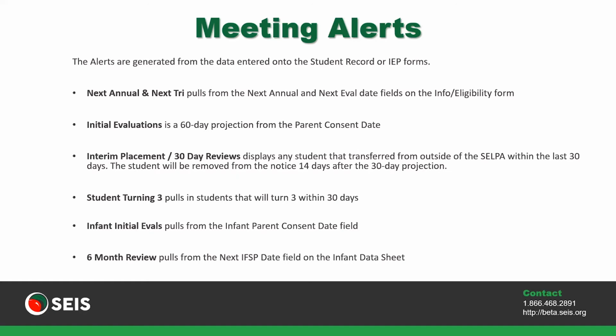Now, this one just went through some changes recently, but basically it displays any student that transferred from outside the SELPA within the last 30 days. This student is going to be removed from the notice automatically 14 days after the projected date. Real quick, we get a lot of questions on this one because providers are like, hey, I held this meeting already, but this notice is still here. Not to worry. It will fall off at negative 14 under the days until overdue column. If you look on that report, it automatically will fall off.